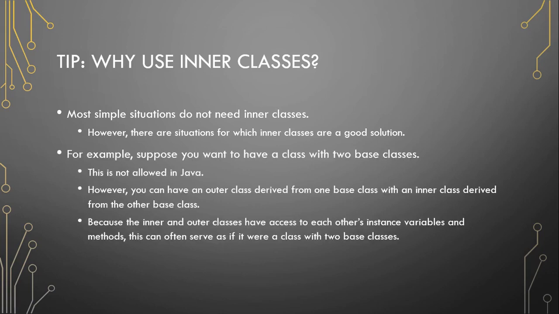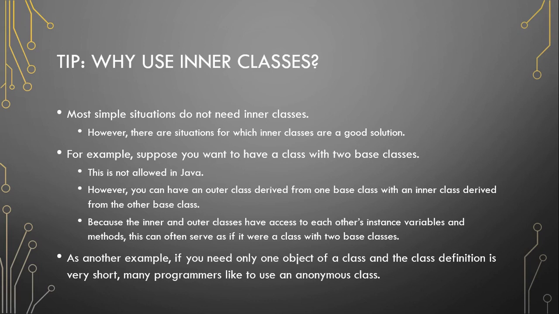Now, for example, suppose that you want to have a class that would have 2 base classes. If you remember, Java says no, it's not allowed. However, you can have an outer class that's derived from a base class with an inner class derived from the other base class. So just think about that. Your outer class is derived from one base class, and the inner class is derived from another base class. Now, because the inner and outer classes have access to each other's instance variables and methods, this can often serve as if it was a class with 2 base classes. So it's a little bit of a workaround to get the ability to use 2 base classes.